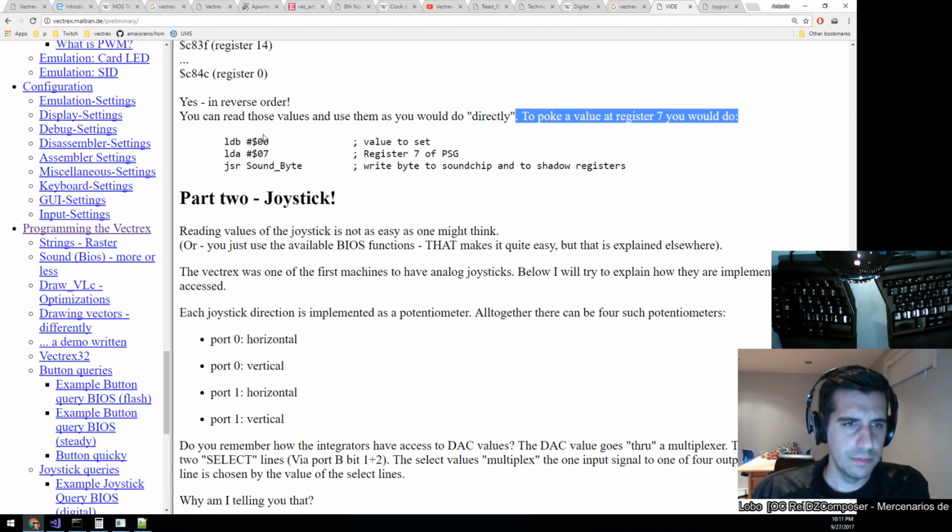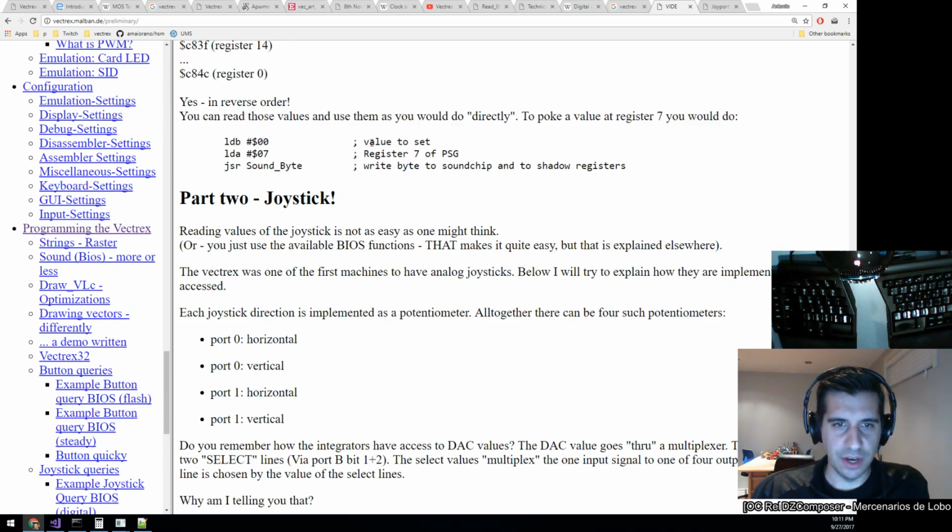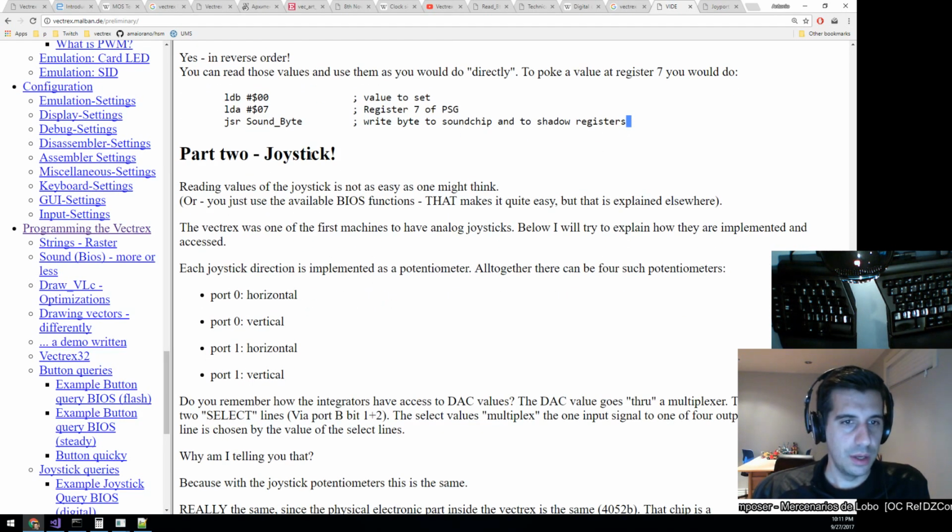Or not. No, okay, I go back to what I said before. Because you can see here, it says value to set. I want to set B. So sound byte is some function where in B you put the value you want to write, in A you put the register of the PSG you want to write to. And you go sound byte, and it says write byte to sound chip and to shadow registers. There you go. Alright. Lots of stuff to code up.